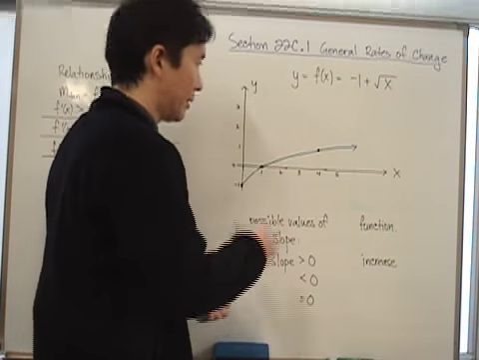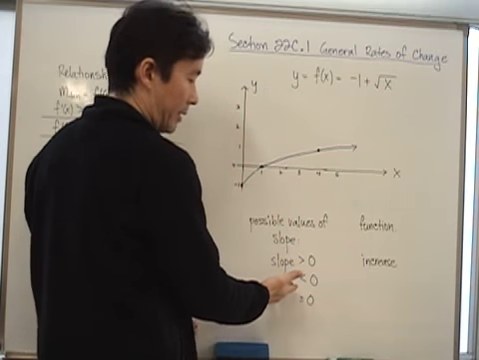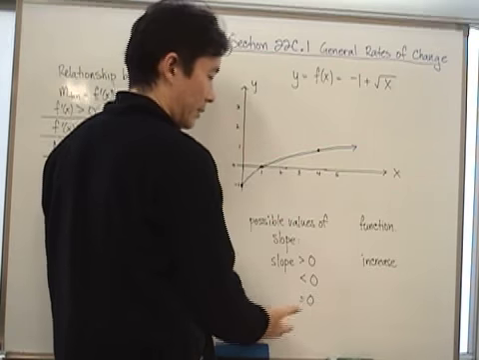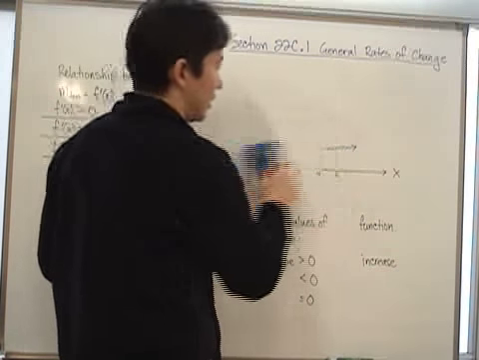Okay, so in other words, the function's increasing this way. Now, of course, what's happening when, say for example, the slope is negative? What happens to the function? So let's go ahead and erase this one here.